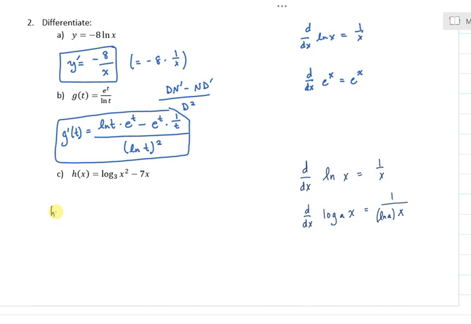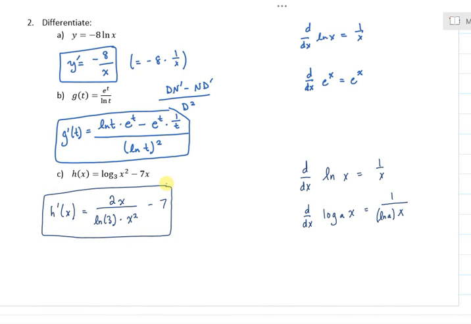Okay, so here we have h prime of x is, we're going to have on the bottom natural log of 3 times x squared, and then this is going to be a chain rule. X squared is the inside function, so we need a 2x on the top. And then my second term is just going to be a negative 7. Next page.